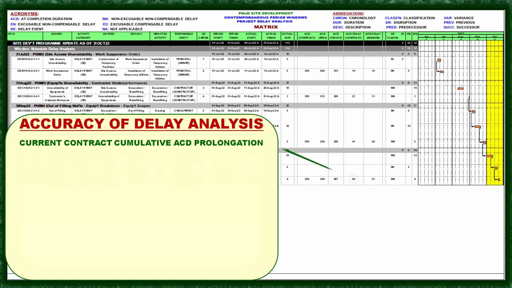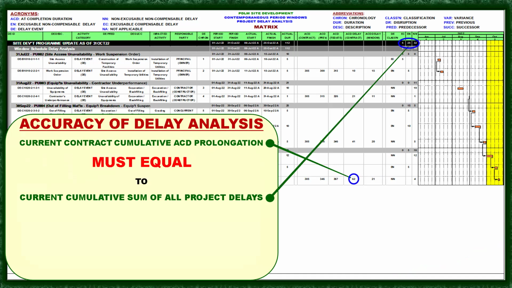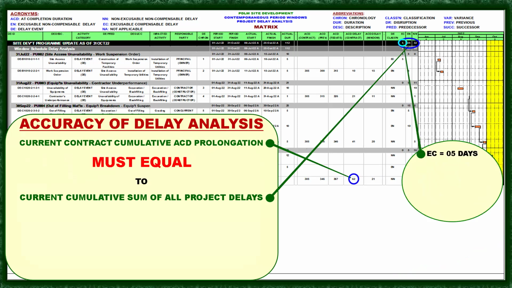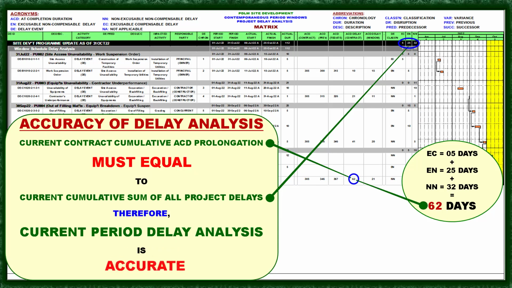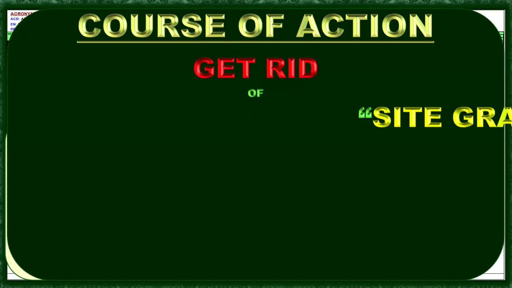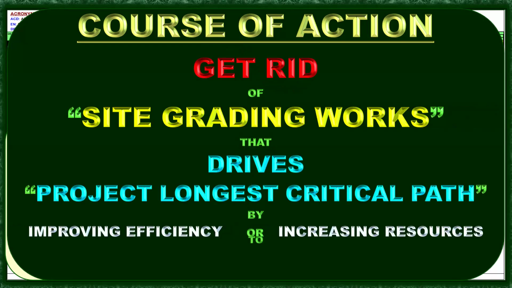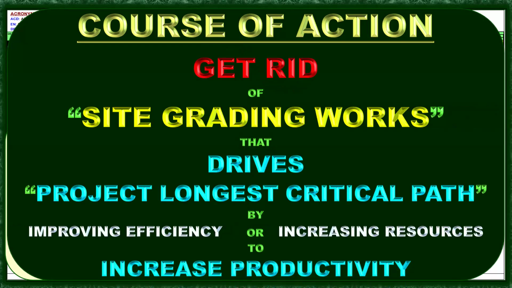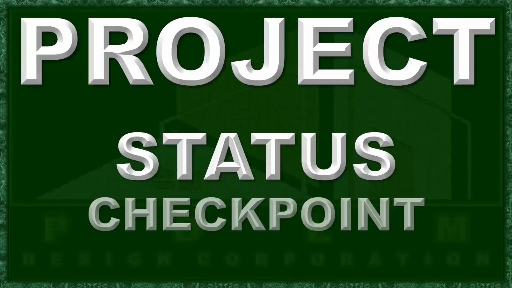Okay, the accuracy of the delay analysis. We have here the current contract cumulative ECD prolongation, which is 62 days, and it must be equal to the current cumulative sum of all project delays, and that is 5 plus 25 days plus 32 days. So it will give you 62. Therefore, the current period delay analysis is accurate. Okay, let's move. Course of action. Get rid of site grading works that drives the project's longest critical path by improving efficiency or increasing resources to increase productivity. Okay, next, let's go to project status checkpoint.